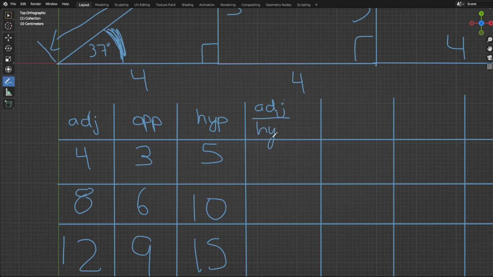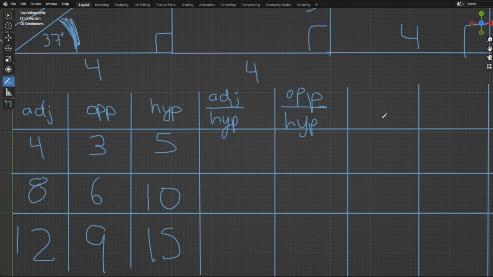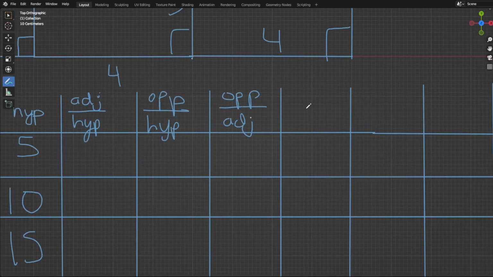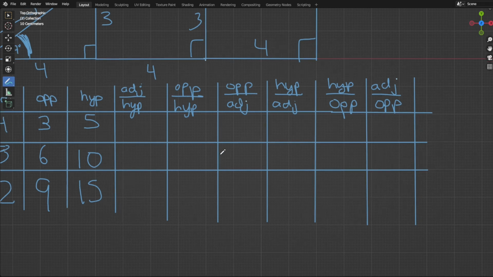the adjacent over the hypotenuse, the opposite over the hypotenuse, the opposite over the adjacent, the hypotenuse over the adjacent, the hypotenuse over the opposite, and then we'll flip this one and it's adjacent over the opposite. Yeah, okay, I think that's right.